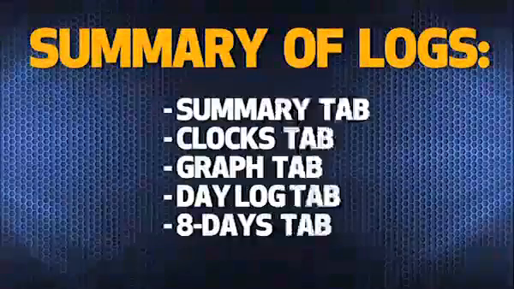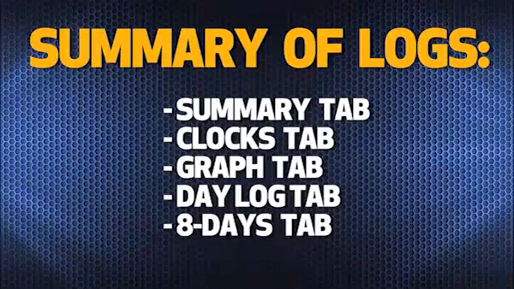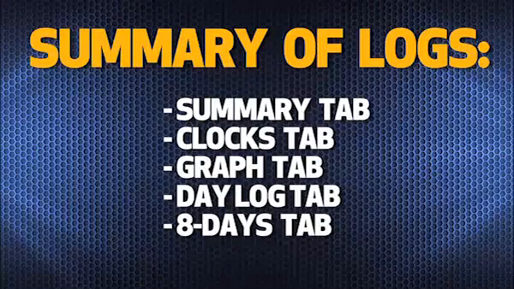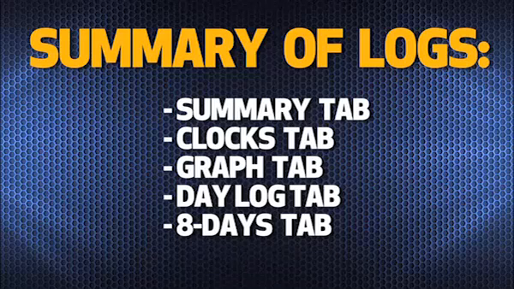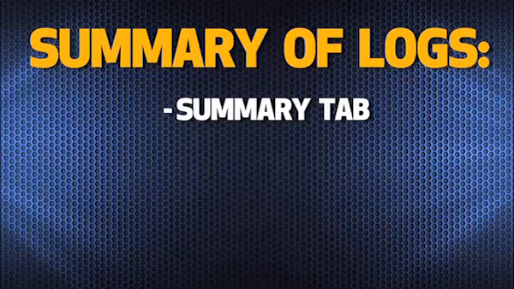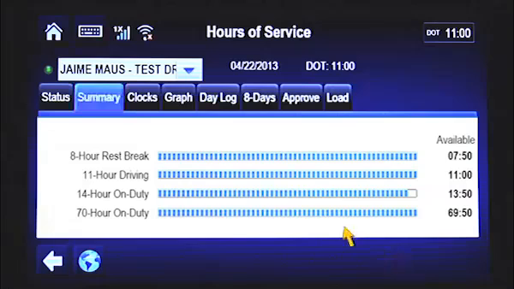Another important function of the QHOS system is the option to view a summary of your logs. Let's take a look at how this works. There are several different ways to view a summary of your logs. You can use the Summary tab, Clocks tab, Graph tab, Daylog tab, or 8 Days tab. The Summary tab displays the time remaining on your 8-hour rest break, 11, 14, and 70-hour clocks.